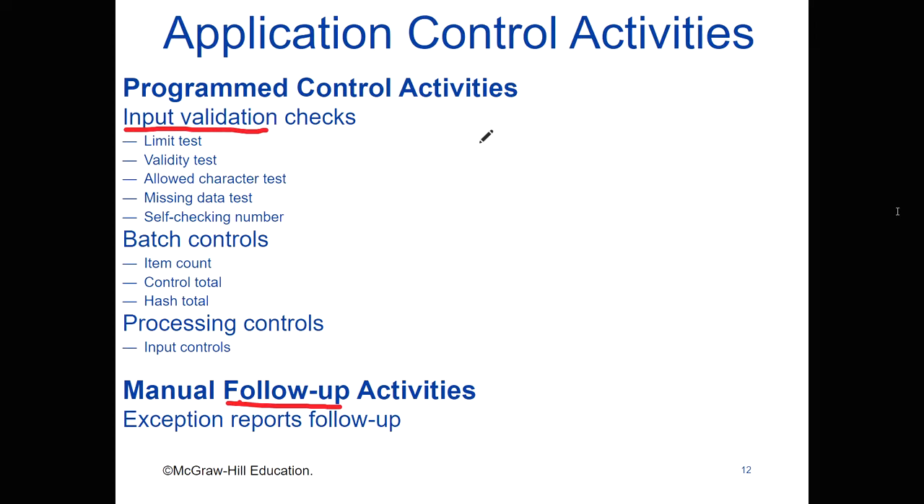A self-checking number would be something like this: if you had a customer number, you could create customer numbers that have a check digit at the end, right? Let's say you have a 6-digit customer number, and the first 5 digits get put into some algorithm to generate the 6th digit. Anytime someone tries to put in a customer number, the program can run the algorithm on those first 5, calculate what the 6th digit should be, and if it doesn't match what is input, it tells you, wait a minute, this is not a valid number, right?